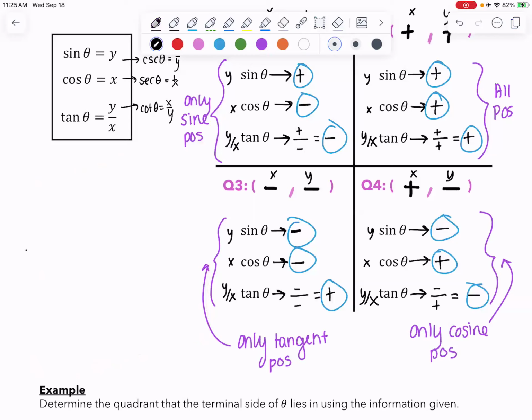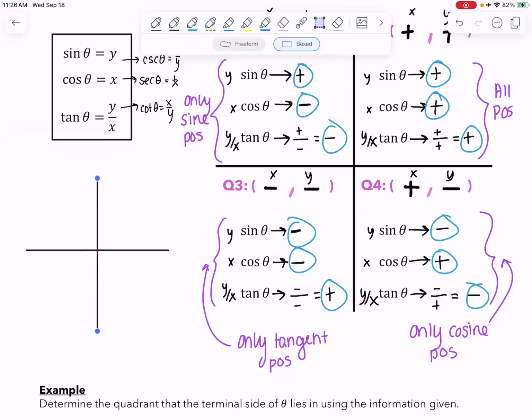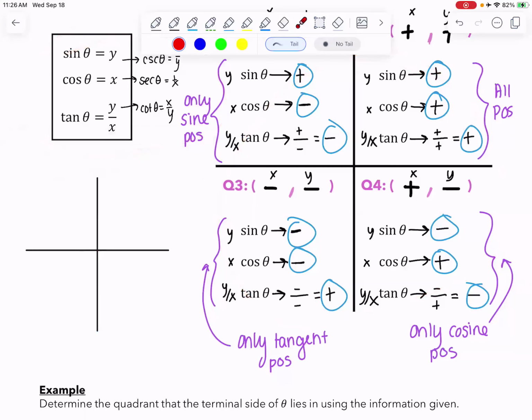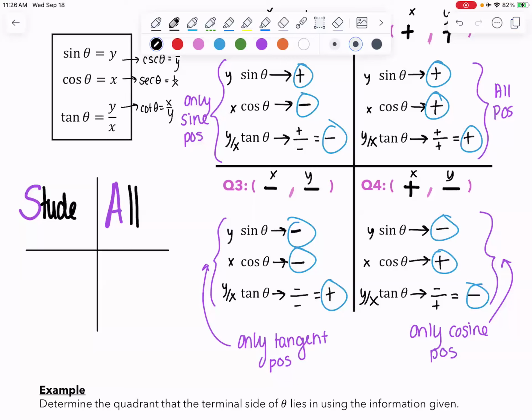So we have this neat little trick that math teachers at some point came up with, and all math teachers have decided that we use it forever. We have this trick to determining which of these 6 functions are positive or negative in each of the quadrants. And it works like this. All students take calculus. All students take calculus is the key to remembering this. So in the first quadrant, they are all positive. In quadrant 2, only sine is positive.